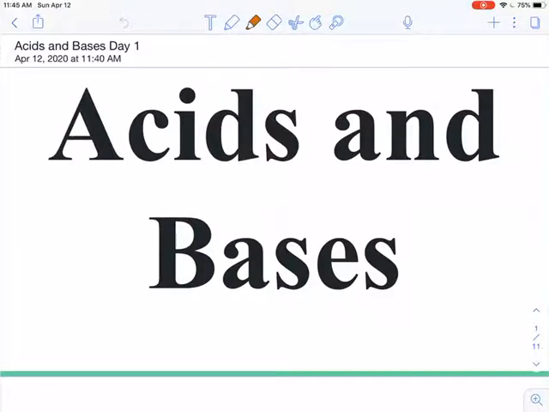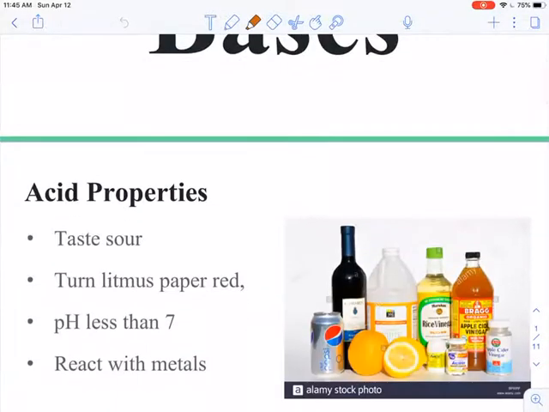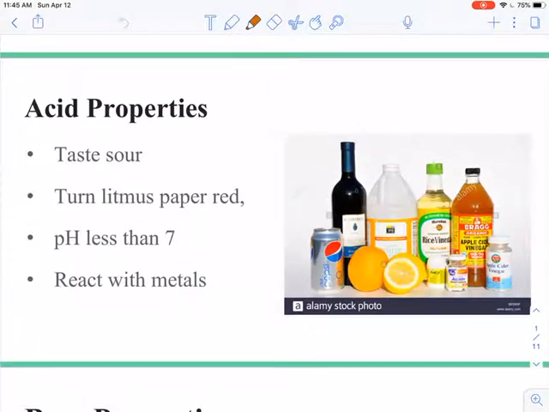We're going to continue to talk about acids and bases today and classifying them. How can we tell if a substance is an acid or a base? So the properties of acids include they taste sour, they will turn litmus paper red, they have a pH less than 7, and they oftentimes will react with metal.